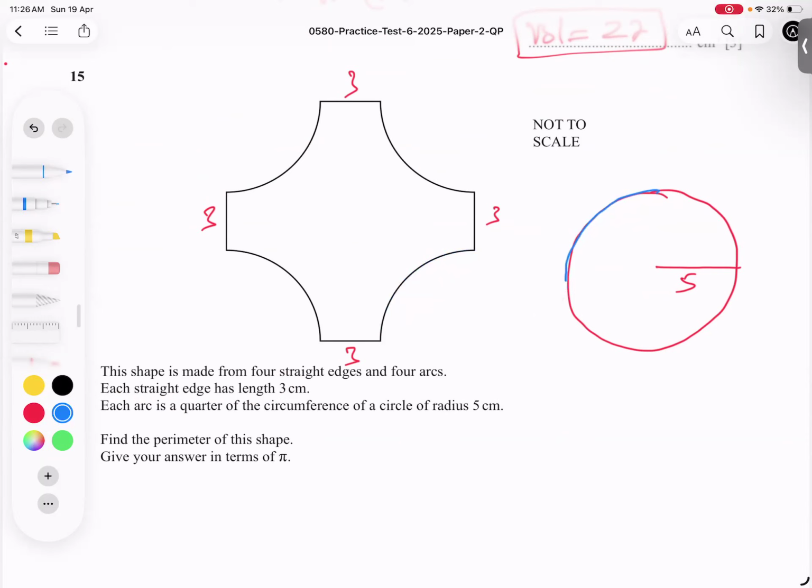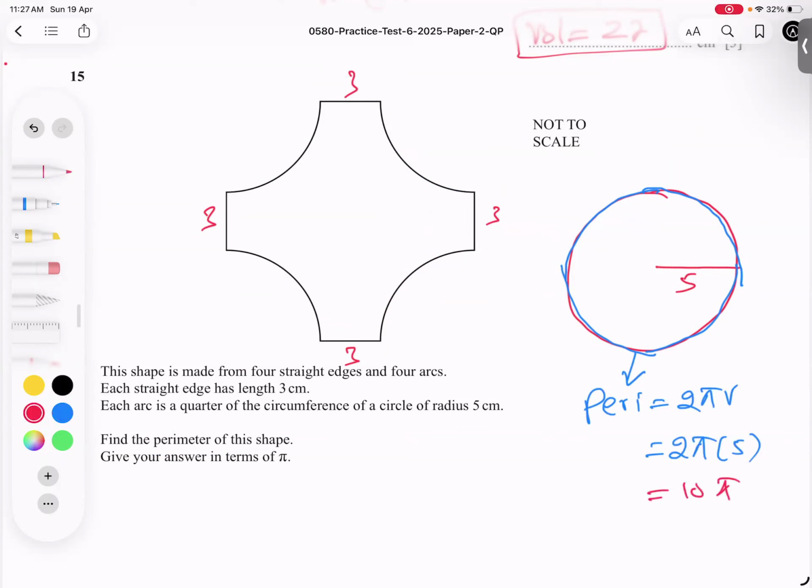Okay. And this arc, I'm shifting it here. And this arc, I'm shifting it here. Last thing, this arc, I'm shifting it here. So basically, these 1, 2, 3, 4 will make a complete circle. And we're looking for the perimeter. The circumference formula, given on page number 1, is 2 pi r. And the radius is 5. So I got 10 pi from here.